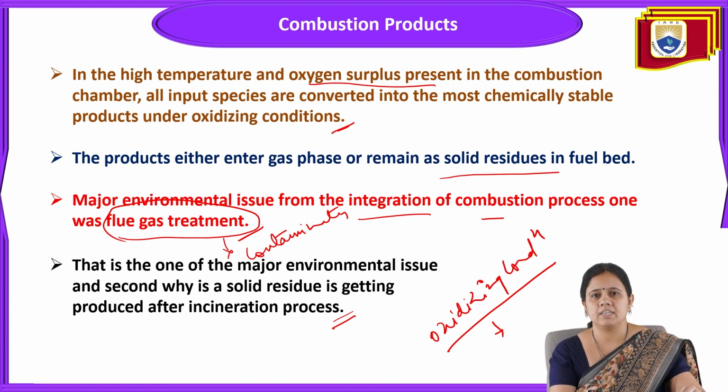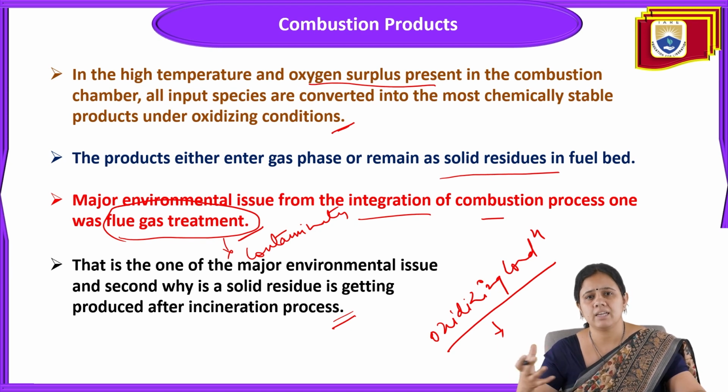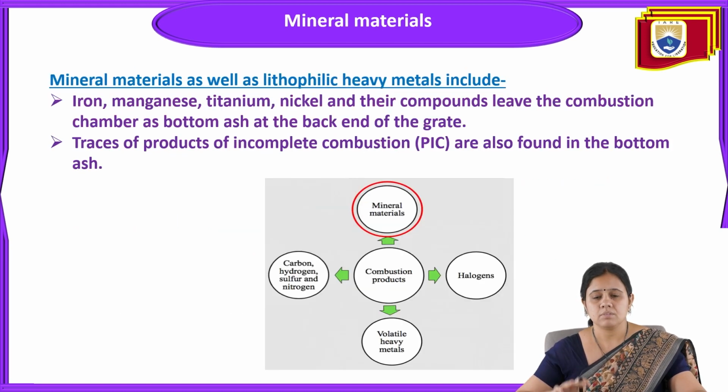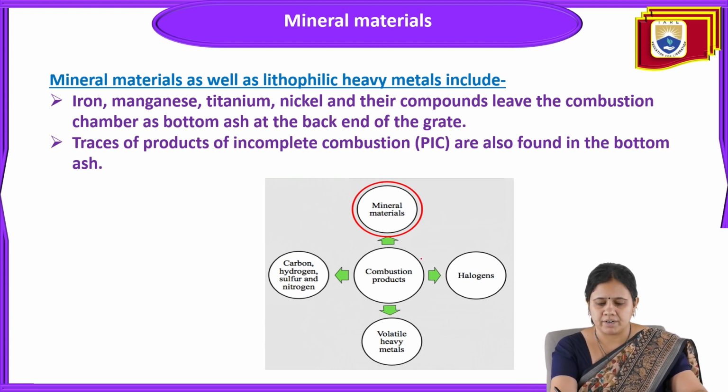Combustion happens at a very high temperature, more than 1000 degrees Celsius, in the presence of oxygen. Many reactions take place in this solid waste, because MSW is there, and some hazardous waste too. So many reactions can take place. First of all, what happened? Mineral materials are there in that combustion product. This is a picturization of the combustion product.